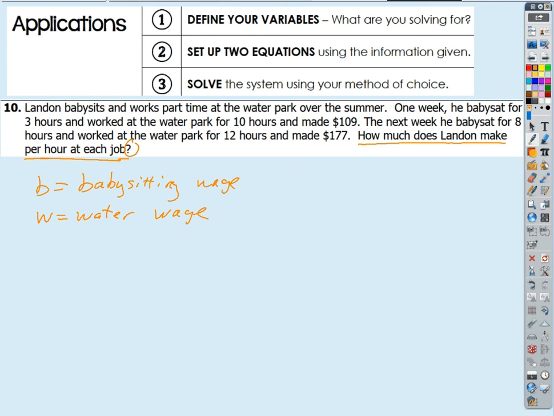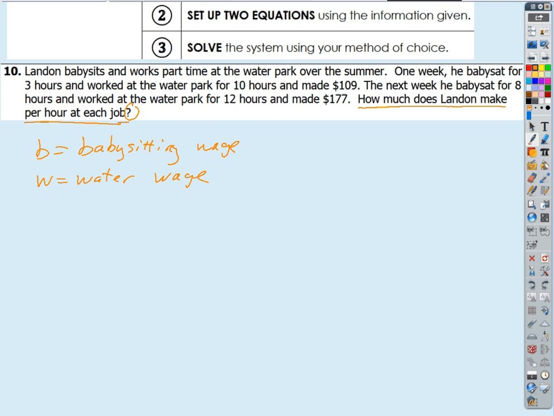So now we've got to turn this into some equations. One week he babysat for 3 hours and worked at the water park for 10 hours and made $109. So how could I set up an equation that represents that first piece of information? Everybody see that? The blue sentence is just telling us 3B plus 10W equals 109. Doesn't that make sense?